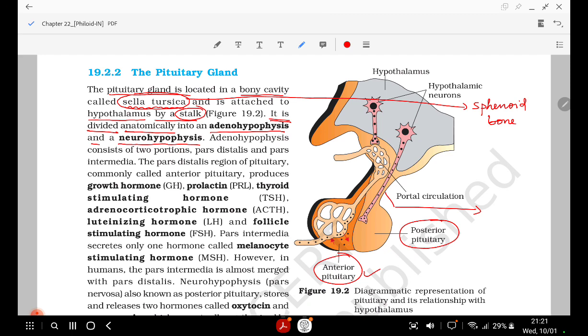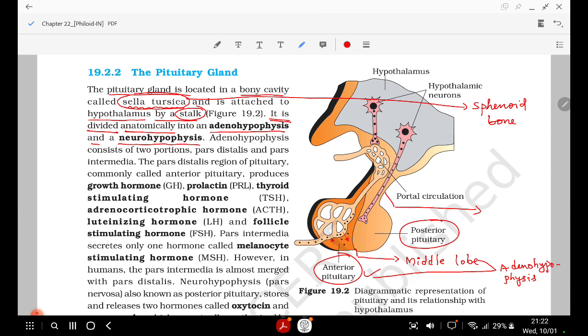one more, the middle lobe of pituitary. So anterior lobe, middle lobe, posterior lobe. Now the anterior lobe of pituitary and middle lobe of pituitary together we call adenohypophysis. Adenohypophysis means anterior lobe and middle lobe of pituitary together. That's why the anterior lobe is closely merged with the middle lobe of pituitary to form adenohypophysis.